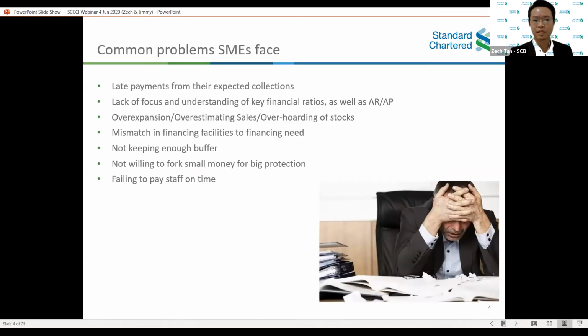Some common problems that SMEs face. Let's talk through. Late payments. I guess a lot of us are very optimistic. I mean, most SME owners tend to be very optimistic about their business and whether they can collect payments or not. And these late payments sometimes are unexpected, but they cause a bump in the road, right? This is coming from a banker's perspective. I've been speaking to SME owners for about 15 years, so I'm just going to bring up some examples to share to make it more relevant. Some businesses have a lack of focus and understanding of key financial ratios.